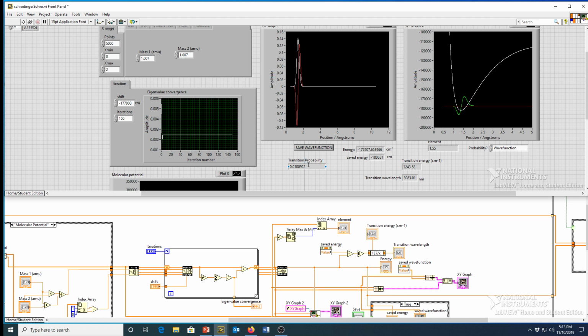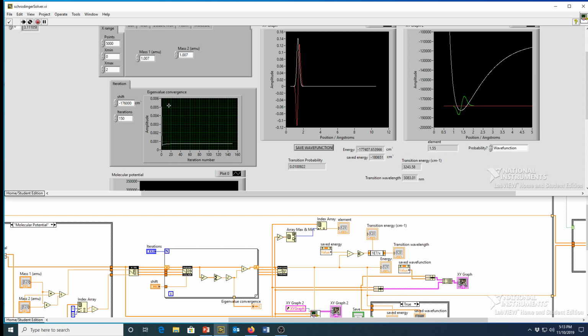Another thing we can look at here is the transition probability. This is a non-zero value. But if we go up to the simulated transition between the V equals 0 and the V equals 2, the transition probability decreases by another factor of 100. And if we go further, it gets smaller still.